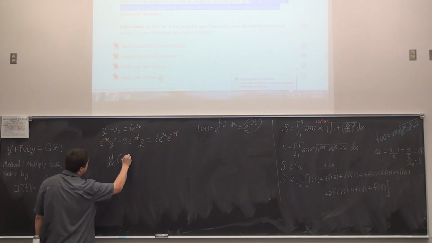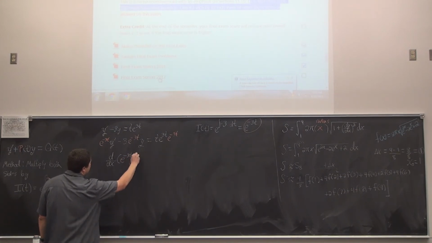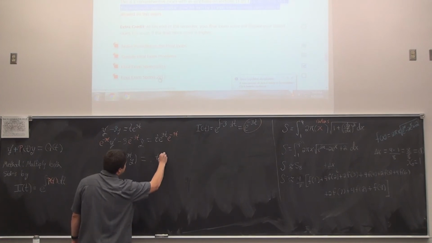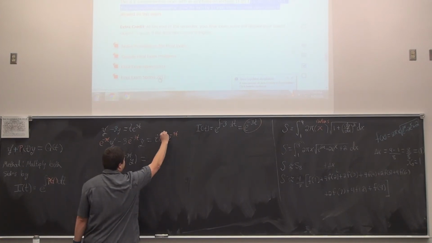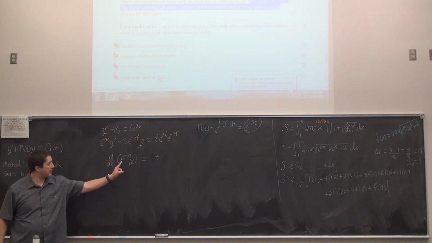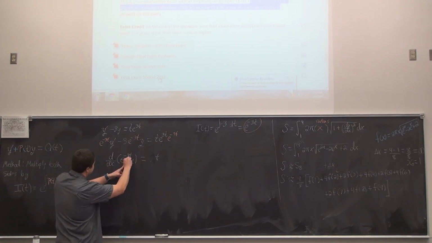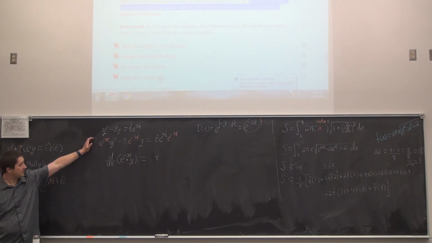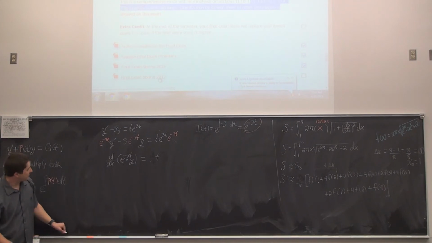d/dt of e to the -3t y is now equal to t. There's a cancellation going that way, so that would be the very next step. Any questions with that step right there? It looks weird to write this, but if you were to take the derivative of all of this using the product rule, you in fact get exactly what is up here. So the next step after this, anyone recall what it would be?